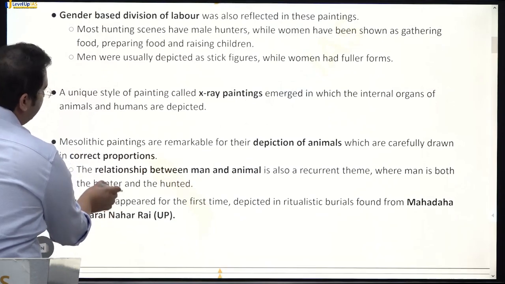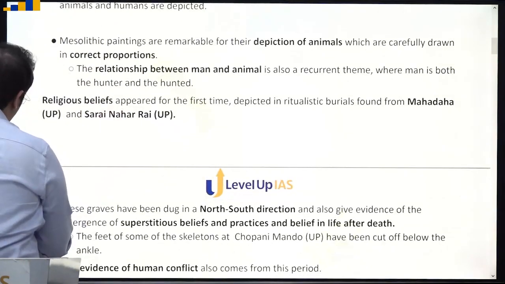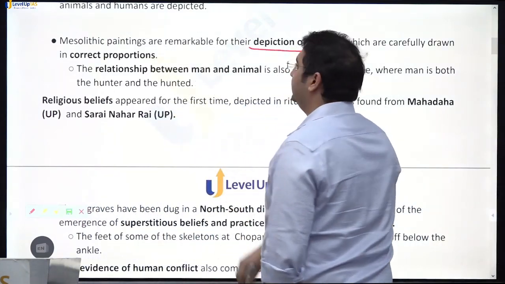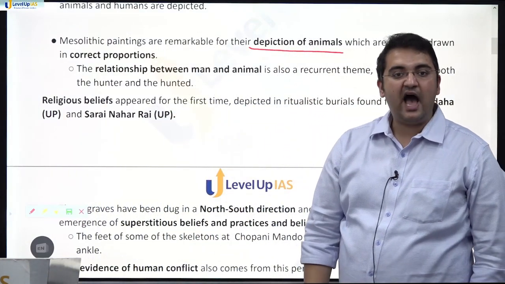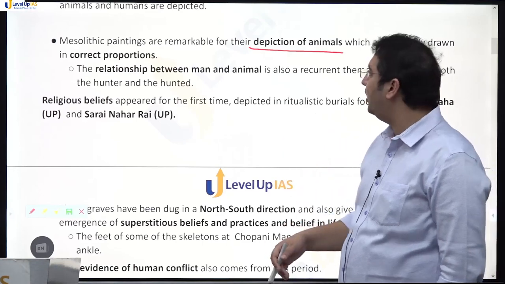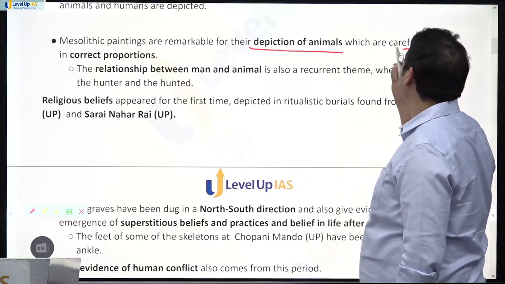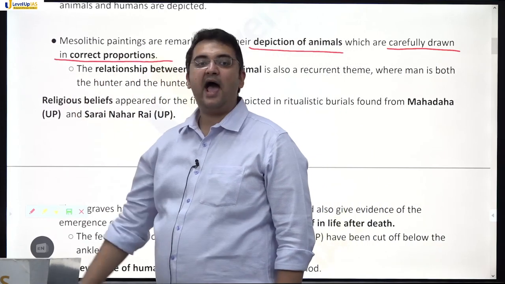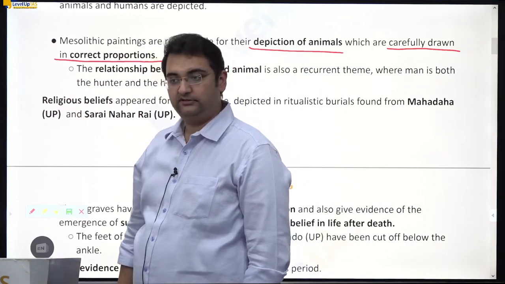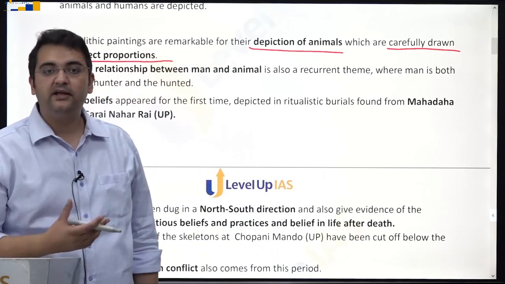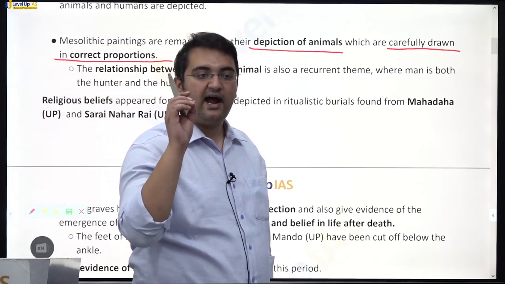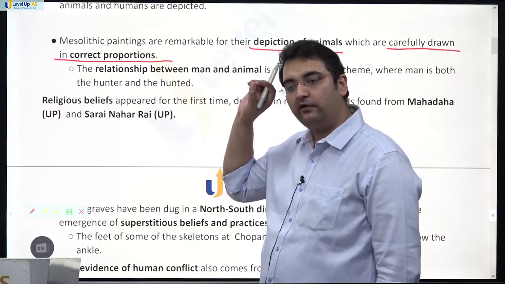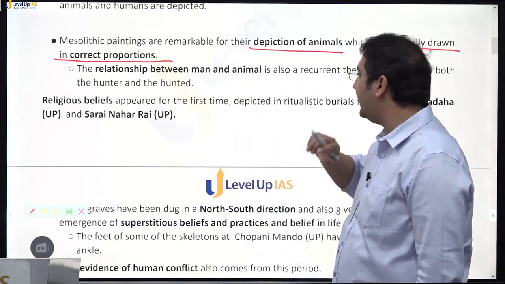Now, Mesolithic paintings are also remarkable for their depiction of animals. Since animals now had a religious importance, a lot of care and attention would be given to depicting them in anatomically correct proportions. Okay? So, human beings not only got a better idea of animal anatomy, but also gave a lot of care and attention to depicting it accurately.